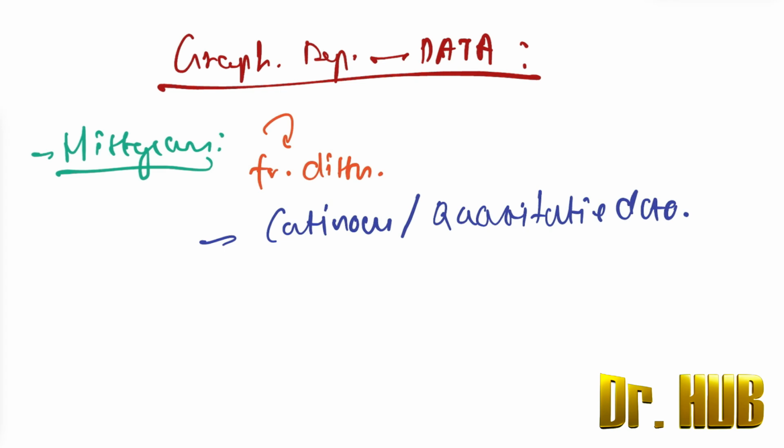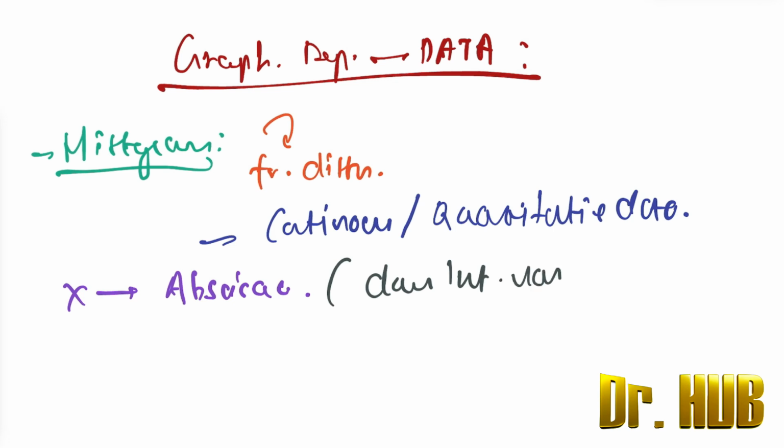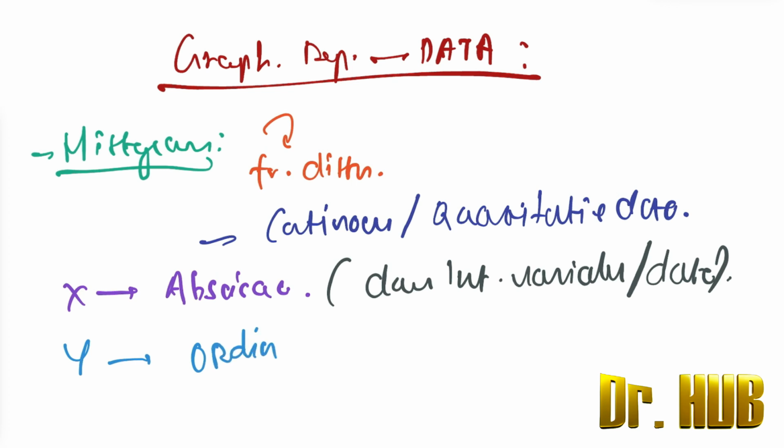The x horizontal axis is known as the abscissa, and it usually has a group of scores or class intervals of the variables and their data. And then comes the y. Y is the vertical axis, known as the ordinate, and it usually shows the frequency at which the variables occur.